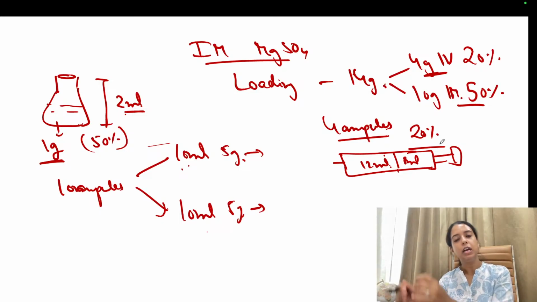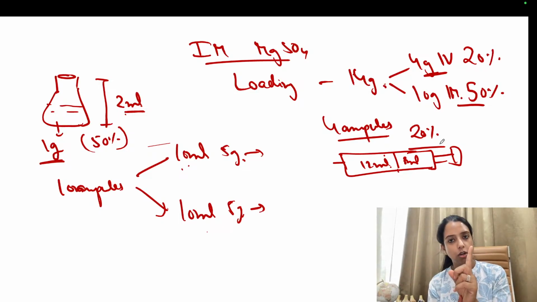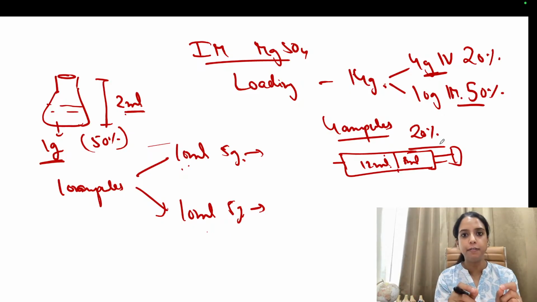Open 4 ampules, load it in 20 ml syringe. 20 ml में 8 ml max self रहेगा, 12 ml distilled water रहेगा. Distilled water नहीं है तो saline. That will be 20%. Give it slow IV.